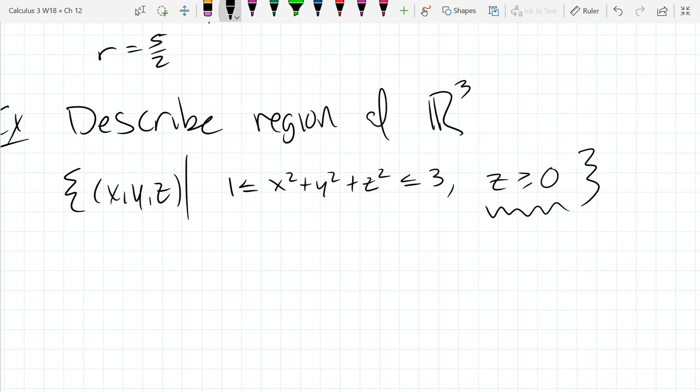Inequality first. What's z greater than or equal to 0? What does that do? What do we mean, positive? So it's on the xy plane or above. So we'll call it the upper half. And so we'll call it the upper half cube or half cube.